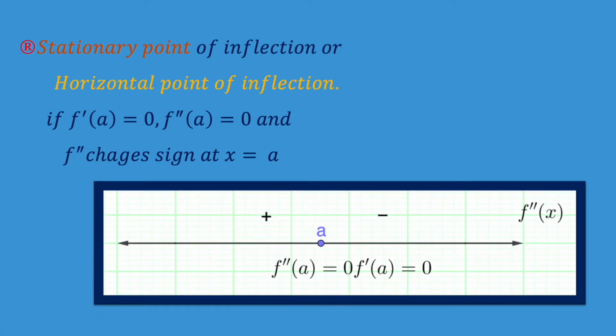A stationary point of inflection is also known as a horizontal point of inflection. If the first derivative is 0, the double derivative is 0 at that point, and the double derivative changes sign at that point, as shown in the sign diagram. At the left side of a, the double derivative is positive, on the right side the double derivative is negative. Then we call that a horizontal point of inflection.